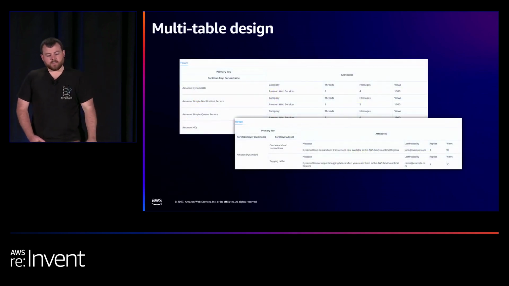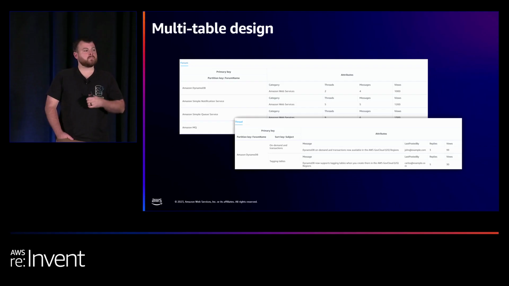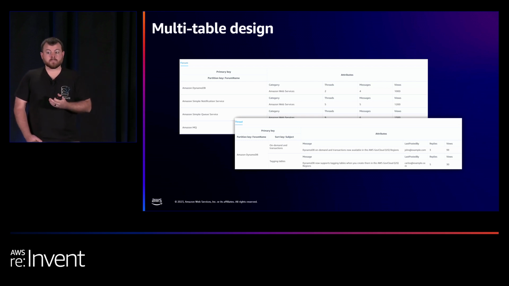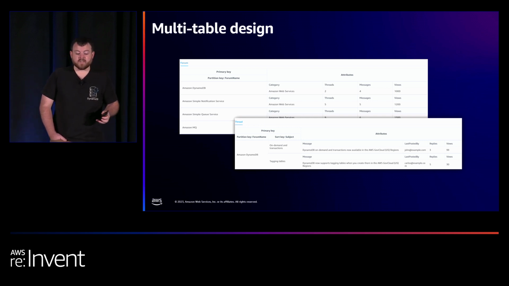So one of the first examples then is, what if we choose multi-table design? It's a little more like traditional relational databases. I have one entity in one table, one entity in the other. It's easiest to implement for most people who are new to NoSQL because it's just what you've been taught.